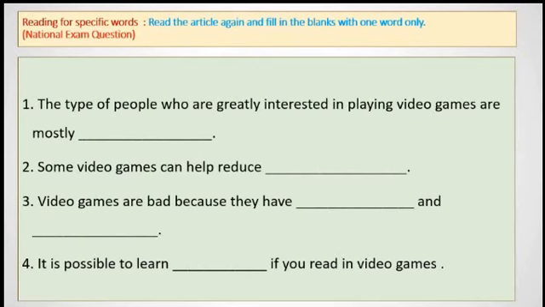Number one, the type of people who are greatly interested in playing video games are mostly, you need one word. Number two, some video games can help reduce, one word. Number three, video games are bad because they have this and this. Number four, it is possible to learn if you play video games. So I need you to take a picture of this slide. So you don't come up with new words. You go back to the article and look for the specific words. This is a national exam question.